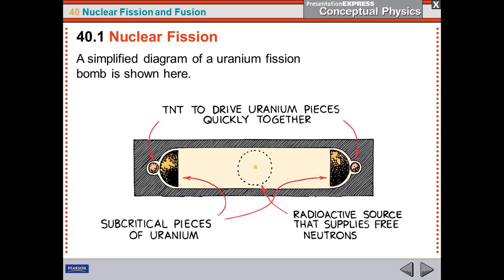An example, actually a simplified diagram of a uranium fission bomb, is shown here. Here you can see subcritical pieces of uranium at the left side and right side. At the same time, TNT is acting like a trigger. So on both sides you can see TNT to drive the uranium pieces together quickly, and then a radioactive source that supplies free neutrons inside.